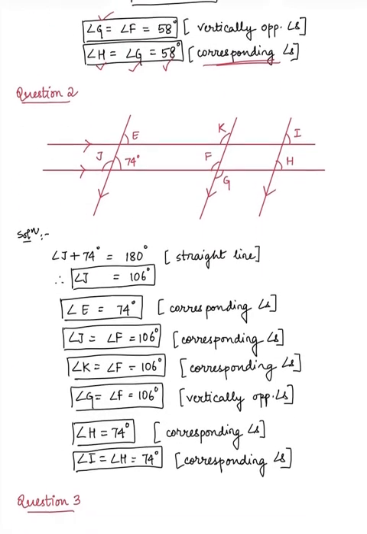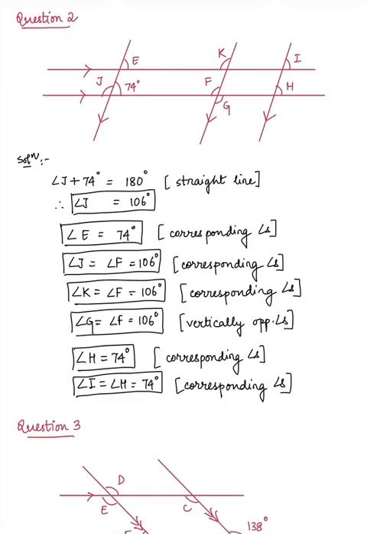Now let's try and solve another question. Over here, angle J and 74 lie on this straight line. So they will sum up to 180 degrees because they are supplementary.